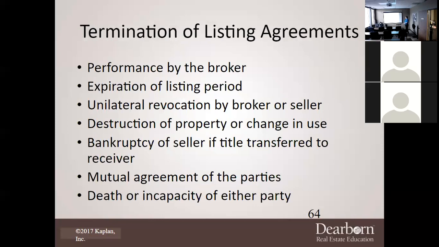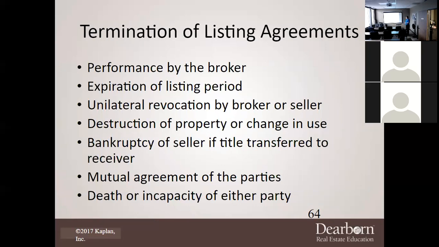Okay. Now, what about the termination of listings? How exactly do we terminate a listing? Well, the very basic one is if Mr. Eugene Travis signs a listing contract with you and he sells the property, what have you done, Travis? You performed it. You completed the sale. So Travis, in that situation, completed the performance. He did what he promised he was going to do. And guess what? He sold the house.